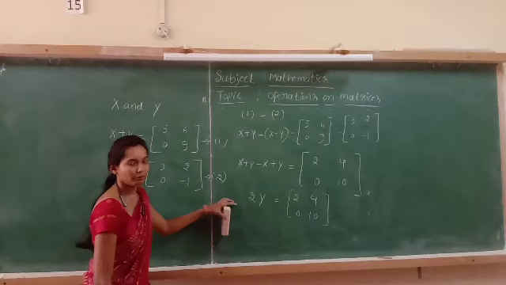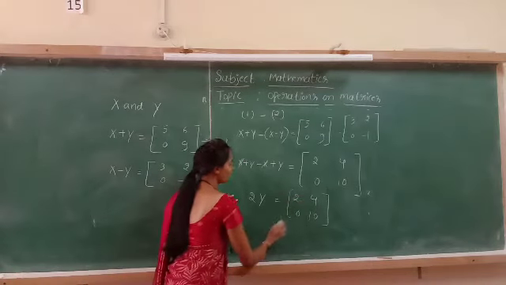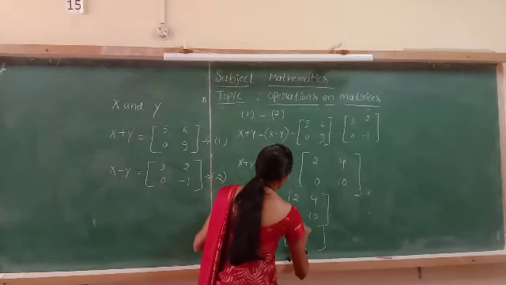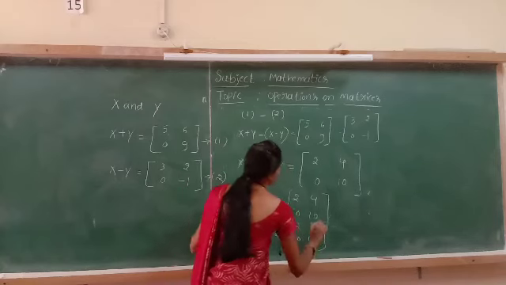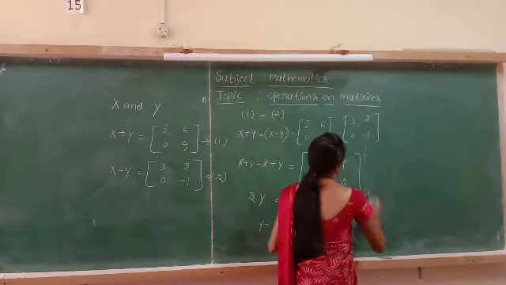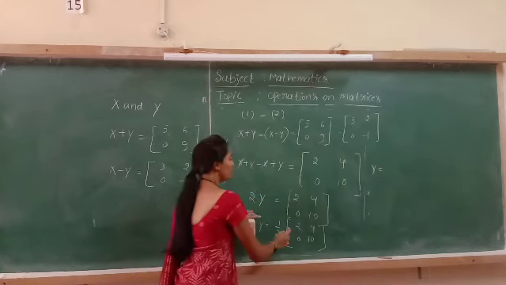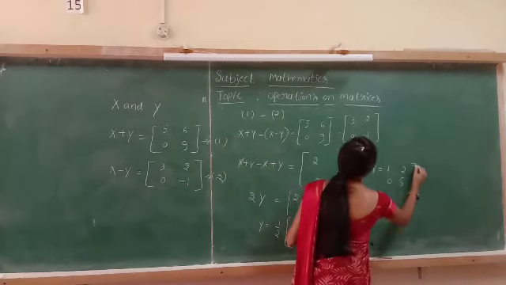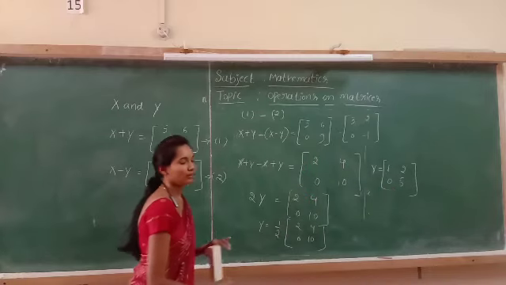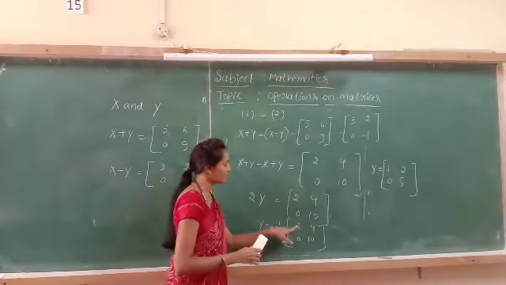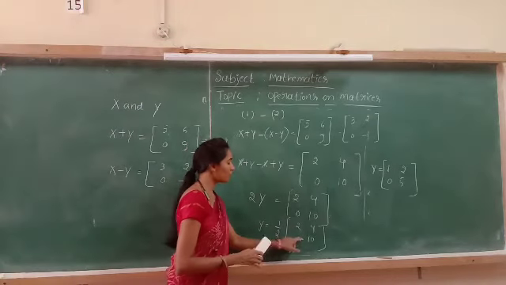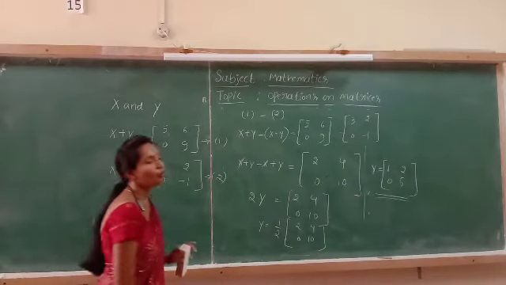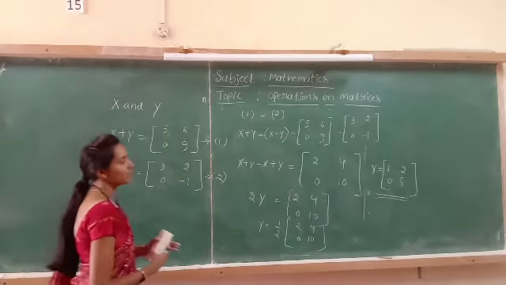Then capital Y is nothing but 1 by 2 times of [2, 4; 0, 10]. The final answer for capital Y is [1, 2; 0, 5]. So this is the value for capital Y. Again, 1 by 2 times of [2, 4; 0, 10], that is 2 by 2, that is 1, 4 by 2, 2, 0 by 2, 0, 10 by 2, 5. So therefore the final answer for capital Y is [1, 2; 0, 5].